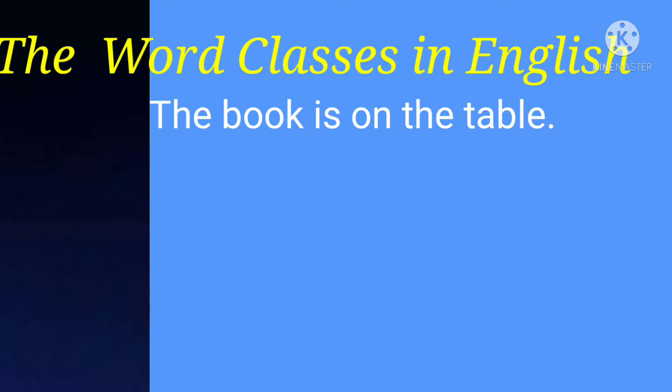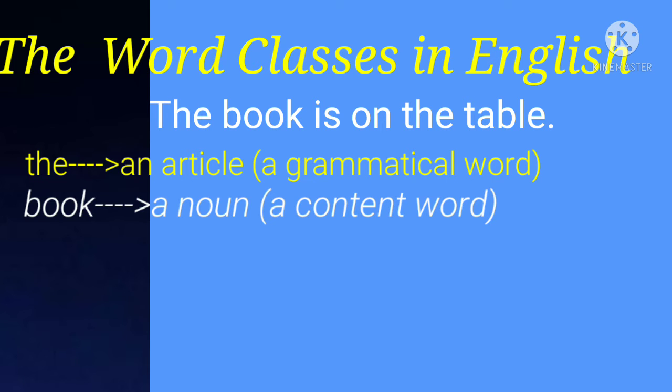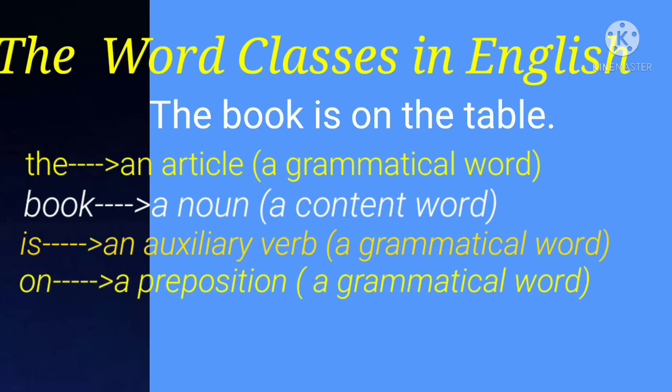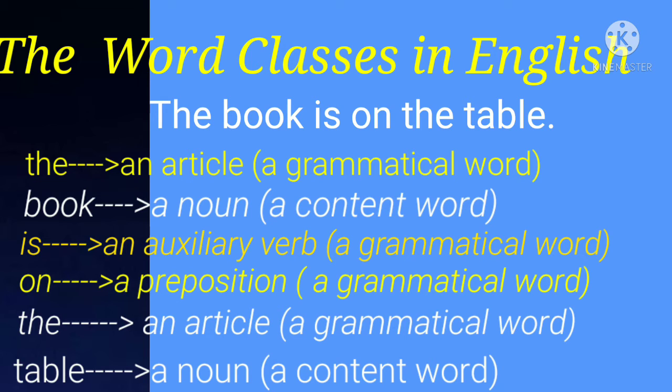For example, the is an article, therefore a grammatical word. Book is a noun, therefore a content word. Is the main verb here, but usually it is used as an auxiliary verb. Here also you can consider it an auxiliary verb, so it is a grammatical word. On is a preposition, again grammatical word. The article, grammatical word. Table is a noun, therefore a content word.